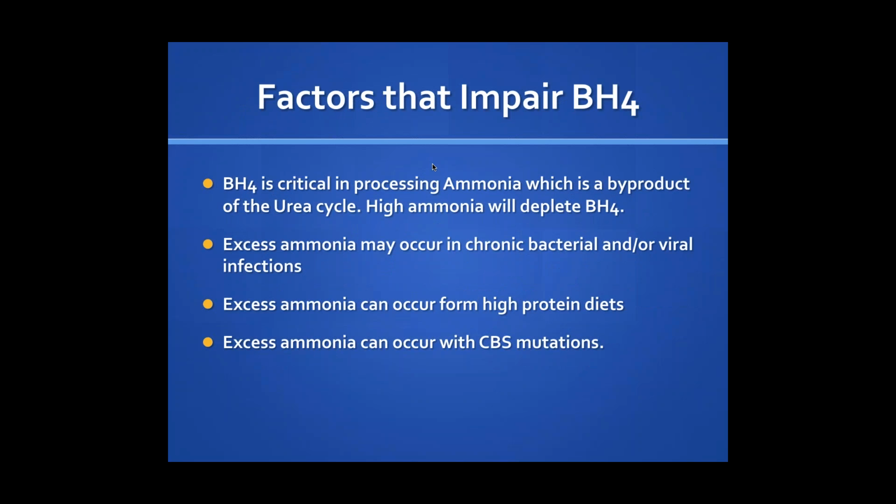So how is it impaired? How is BH4 impaired? Ammonia, if we make too much ammonia. So BH4 is critical in processing ammonia, which is a byproduct of the urea cycle. High ammonia will deplete BH4. Excess ammonia may occur in chronic bacterial or viral infections. High protein diets can do it. And then excess ammonia can occur with that CBS mutation that we've talked about in the past. If you have a CBS mutation, that pathway is going to be running a little too fast, and it can create a buildup of ammonia, which will deplete the BH4 and therefore cause some superoxide molecules to be created and will lower your nitric oxide.